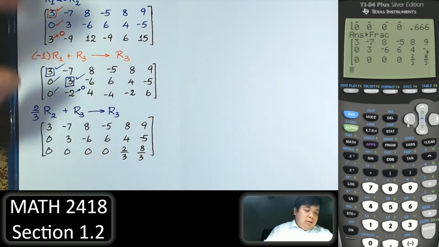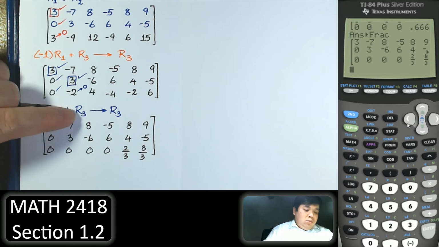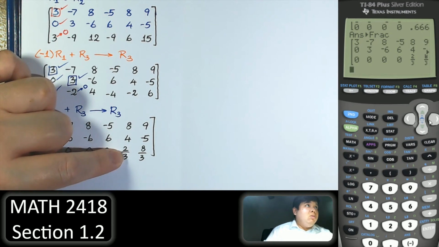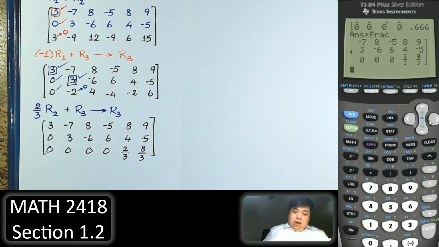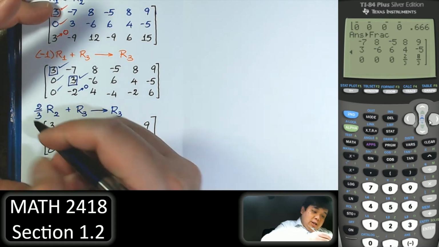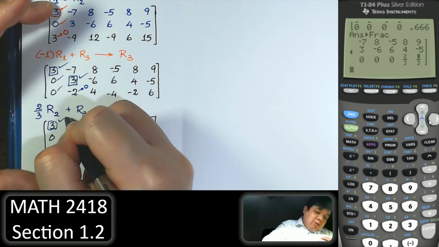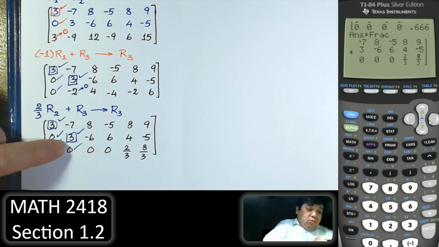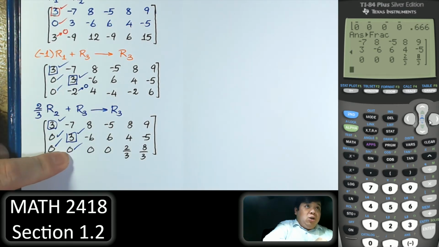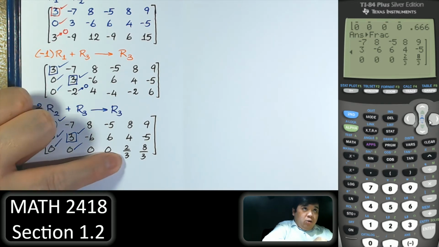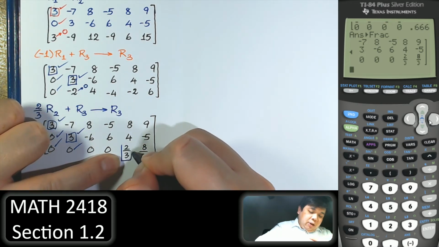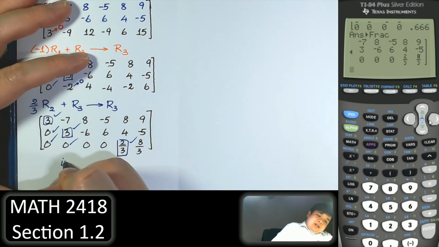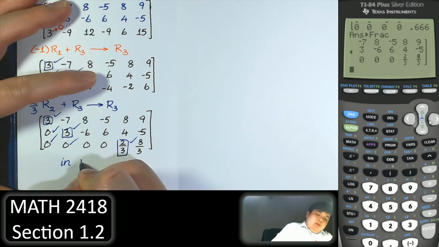Check. Right, now let's check. Because that check, we have 3, check. I mean something other than 0 to check, below that 0 check, and then on the last row, check. So this is in row echelon form.